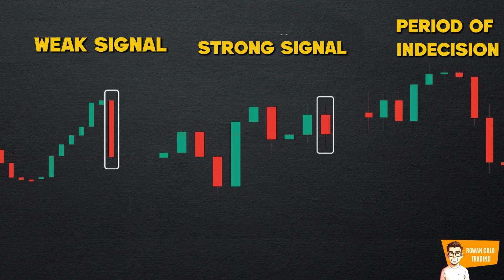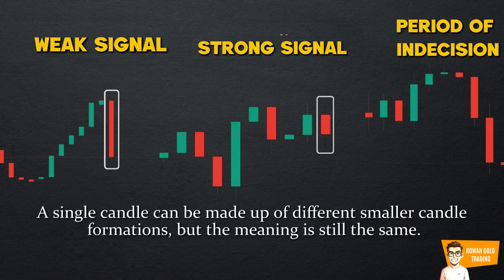And this is the critical mistake. So many people learn a pattern, like a hammer, and they start seeing it everywhere. They treat it like a cheat code in a video game. But a hammer appearing in the middle of a random chart means absolutely nothing. Its meaning changes completely depending on where and when it appears. It's not a cheat code, it's a clue that only makes sense as part of the bigger story.